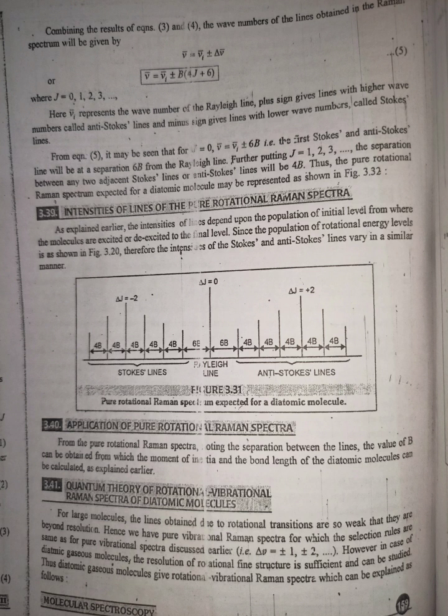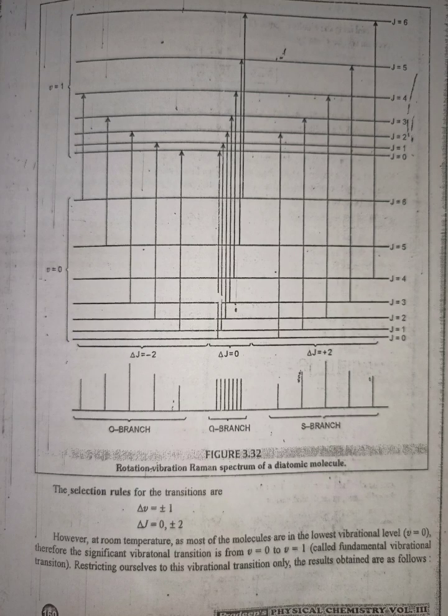Quantum theory of rotational vibration Raman spectra of diatomic molecules. For larger molecules, the lines obtained due to rotational transitions are so weak that they are beyond resolution. Hence, we have pure vibration Raman spectra, for which the selection rules are the same as for pure vibration spectra discussed earlier. However, in the case of diatomic gaseous molecules, the resolution of rotational fine structure is sufficient and can be studied. Thus, diatomic gaseous molecules give rotational vibration Raman spectra, which can be explained as follows.